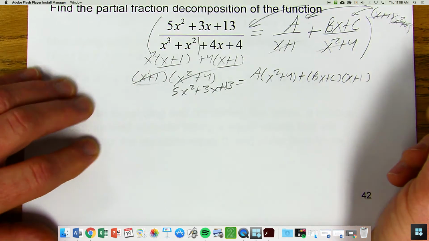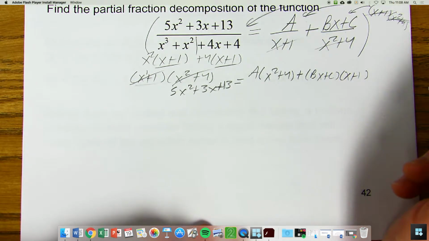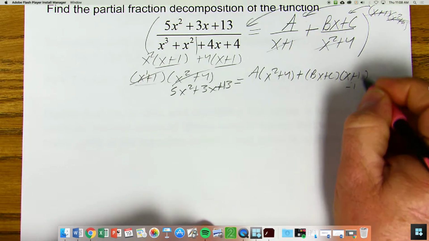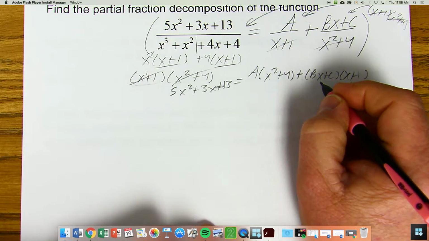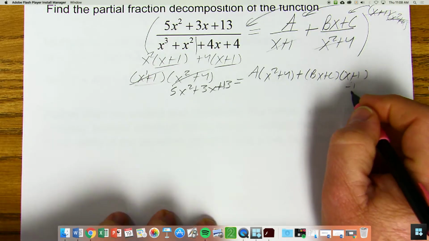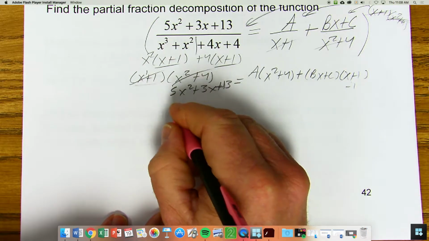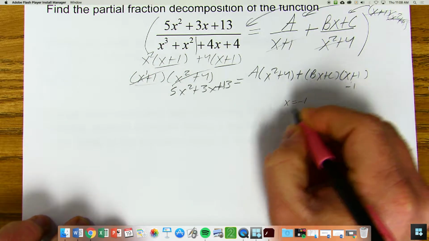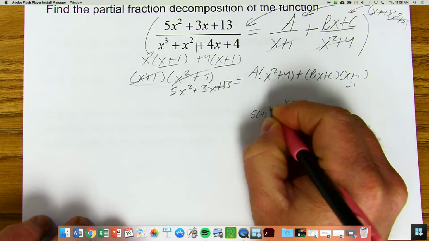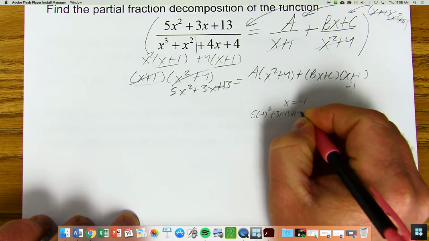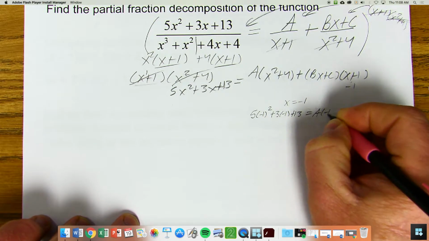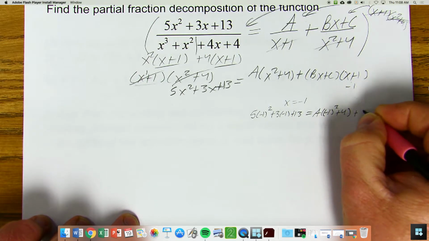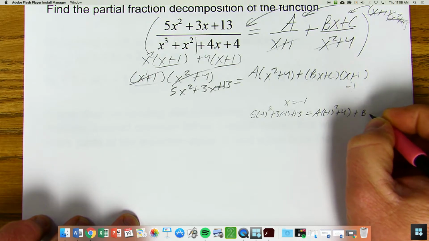Now, I would say, hey, let's try convenient values. If I let x be -1, this whole thing becomes 0, which means this whole thing becomes 0, cancels out, so I'm going to do that. I'm going to let x be -1. If that's true, then over on this side, so as I let x be -1, I get on the left side 5 times -1 squared plus 3 times -1 plus 13 equals a times -1 squared plus 4 plus bx plus c.